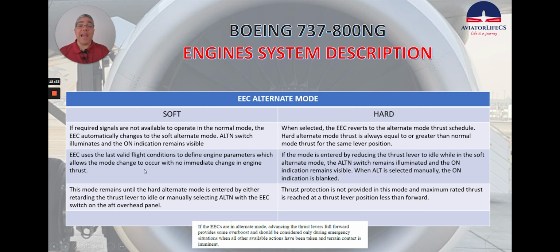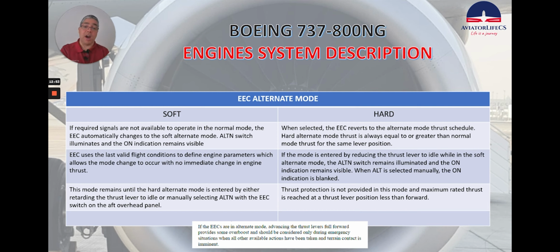EEC uses the last valid flight conditions to define engine parameters, which allows the mode change to occur with no immediate change in engine thrust. This mode remains until the hard alternate mode is entered by either retarding the thrust lever to idle or manually selecting alternate with the EEC switch in the aft overhead panel.